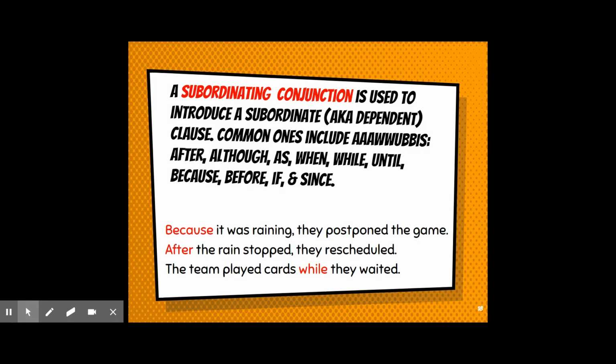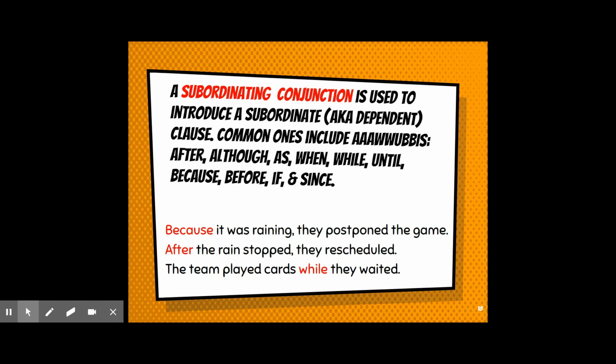Next, we have subordinating conjunctions. A subordinating conjunction is used to introduce a subordinate, also known as a dependent clause. Common ones include WUBIS. No, this is not as great of an acronym as FANBOYS, but it still might help you remember. The common subordinating conjunctions are after, although, as, when, while, until, because, before, if, and since.